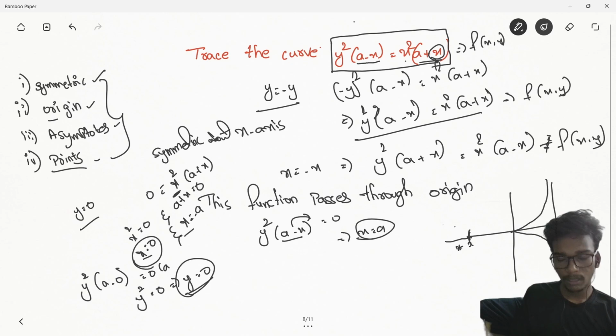Now, what is the shape in between? Here we have square terms, so it's non-linear. It's not going to be a line. So we are going to get some curved function. The same thing has to come down. This is how the graph of the given function looks. This is how we trace this curve.